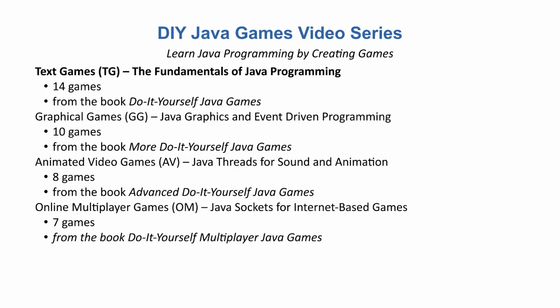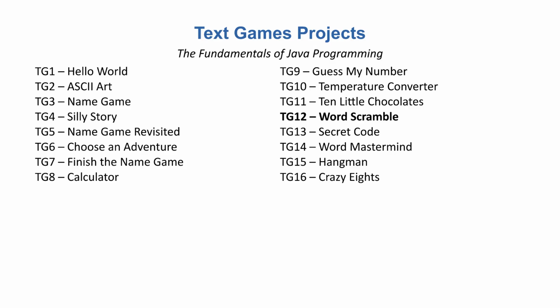We're currently in the Text Games video series, TG, the first of 4 types of games series. The focus of this series is to cover the fundamentals of Java programming. No previous programming experience is required. You'll learn how, when, and why Java programs are written the way they are. This series has 16 projects. We're currently working on the 12th project, TG12, Word Scramble.